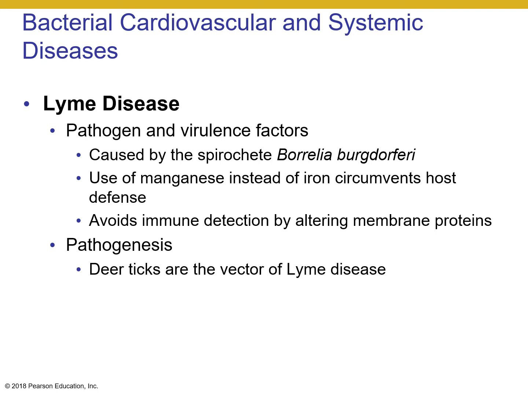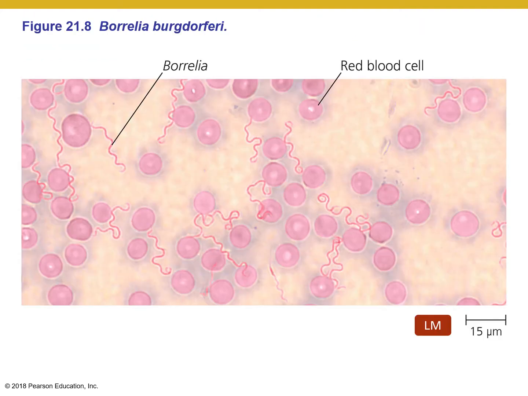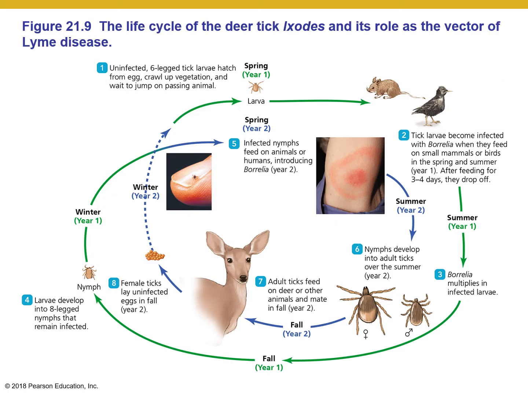Deer ticks carry the bacteria. Guess what we have a lot of in East Texas? Deer. Guess what they have? Deer ticks. Aha. So here is a bacteremia slide, and you can see all the red blood cells with the Borrelia bacteria. They are spirochete.